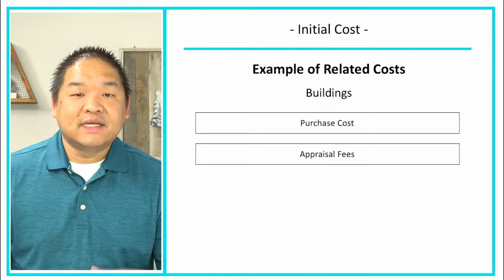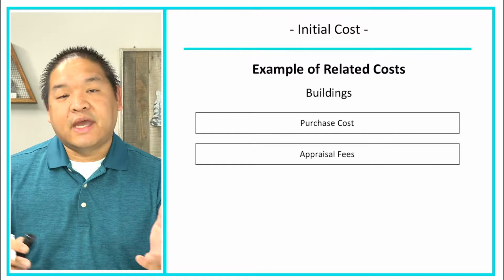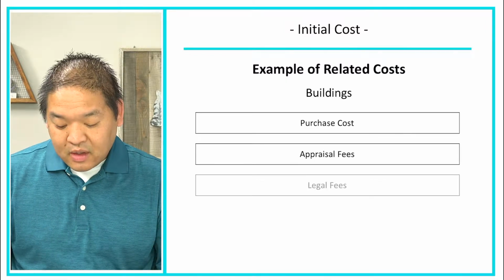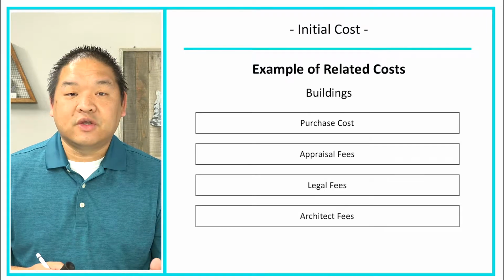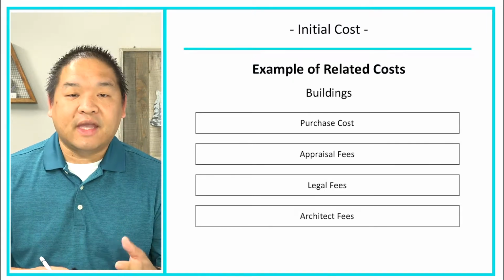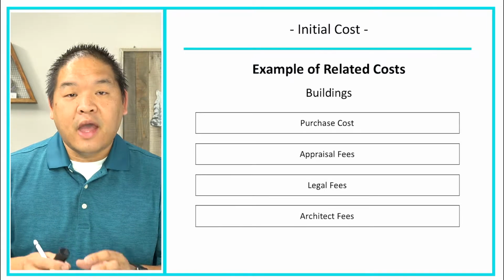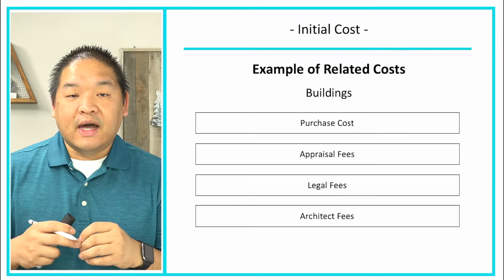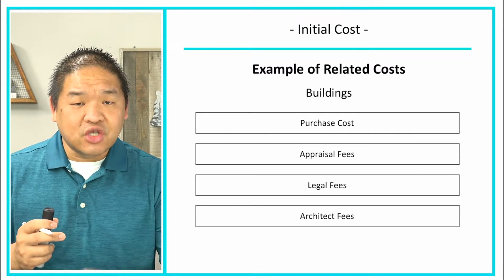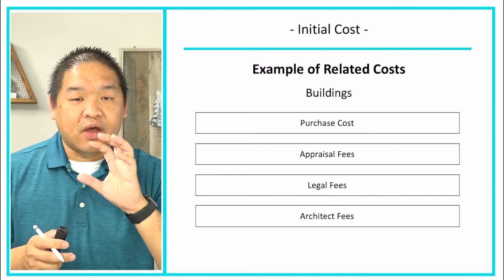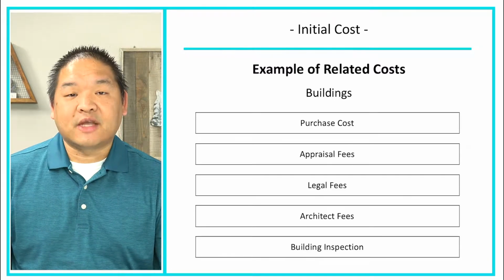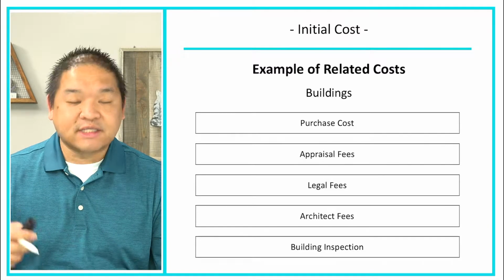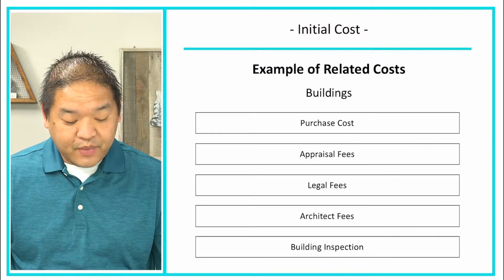any appraisal fees that we're going to have to pay to get it appraised so that we can take out a loan for that building, legal fees associated with the building, architect fees. So if we're going to build a new building or make modifications, we might pay an architect, and that architect is going to do things that are associated with the building, and so that cost is going to be capitalized to the building. And then building inspection might be an example of another cost that is associated with the building.